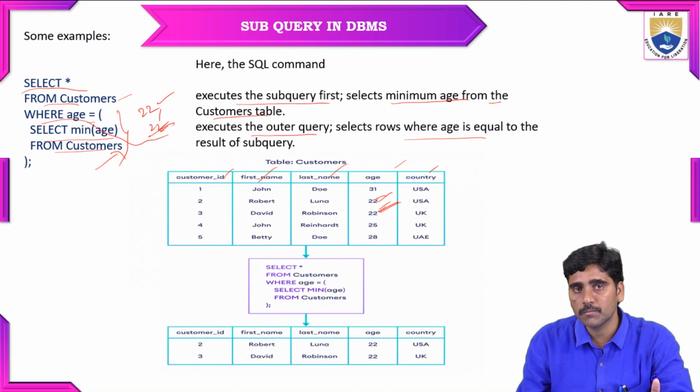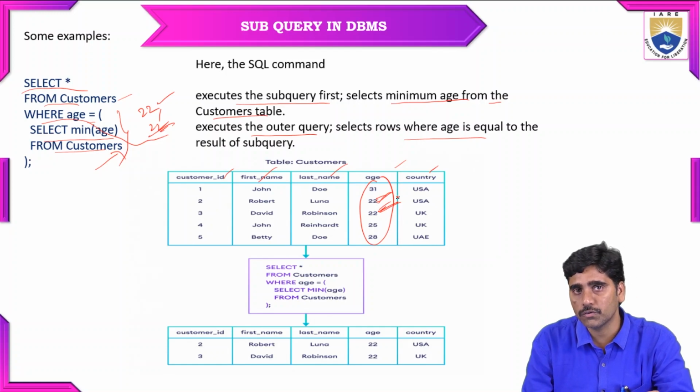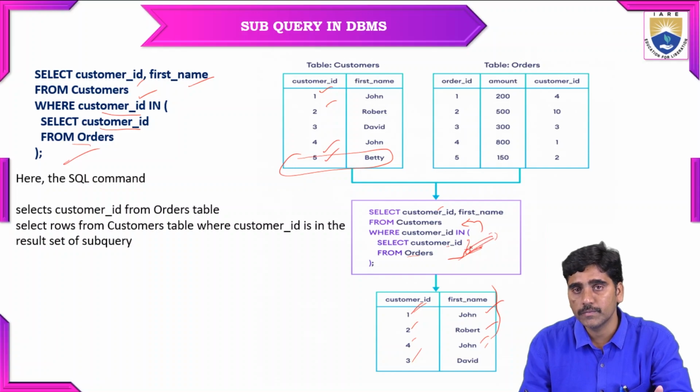And here are some examples. Select star from customer where age equals (select minimum of age). From this, the minimum age is 22. Based on age equals 22, the customers will be displayed. Based on the customers existing in the result table of the subquery, they will be displayed in the main query.